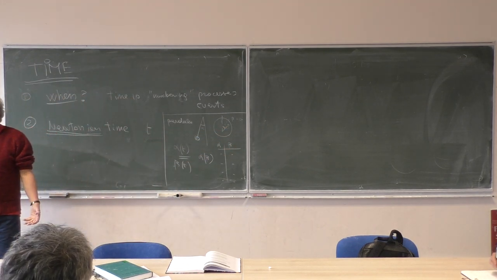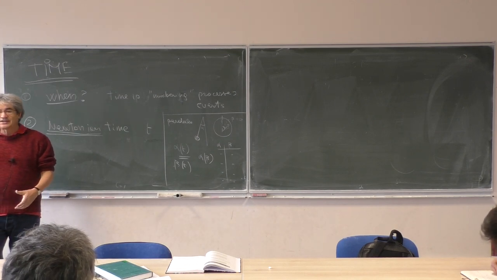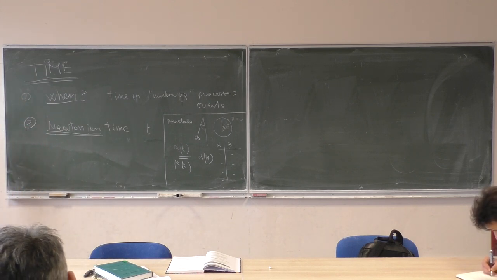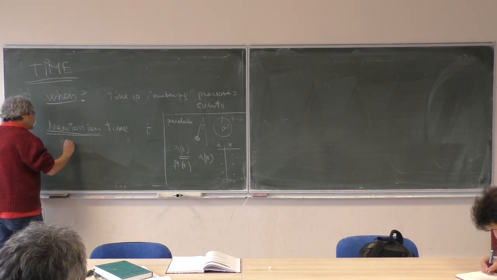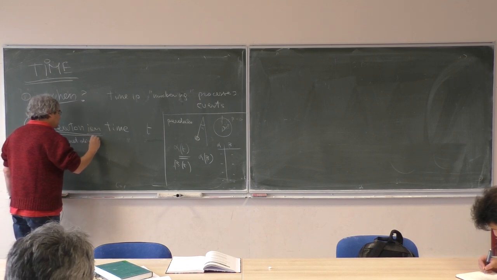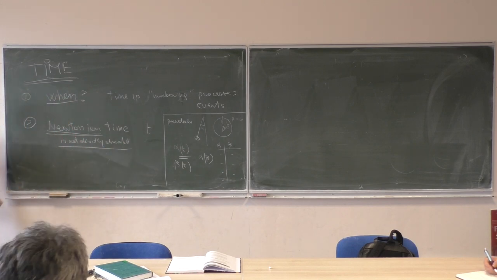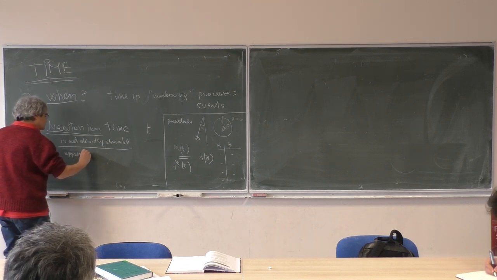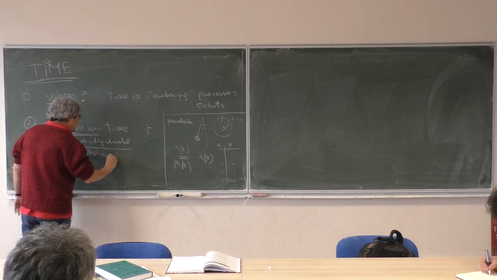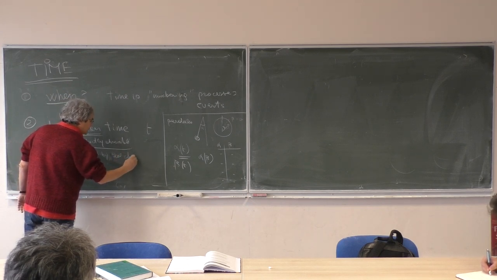And what is a clock? Well, it's a process designed to be as close as possible to this Newtonian ideal time. Of course, it will never be perfectly so, but Newtonian time is not directly observable. But it's approximated by real clocks.